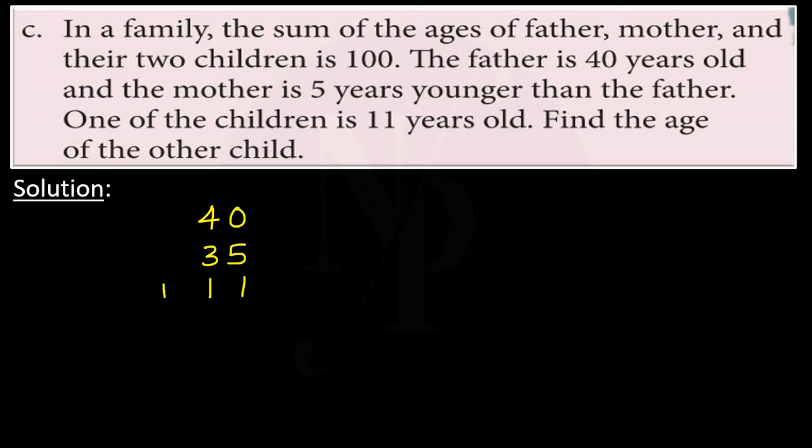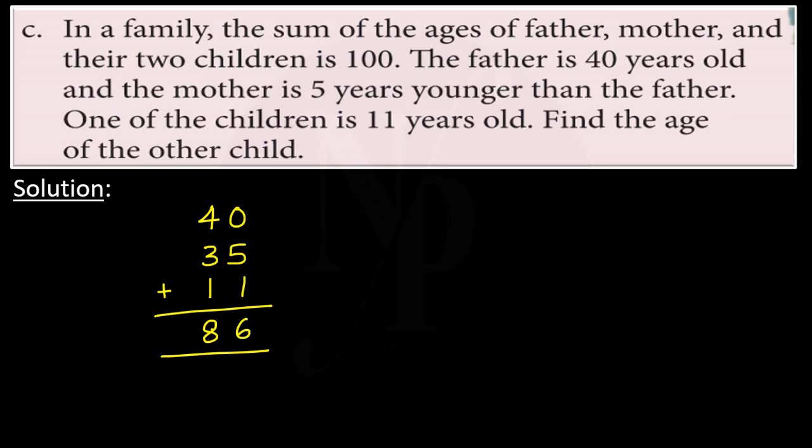Let us add these numbers so that we will get the sum of the ages of 3 members, father, mother and one of the children. So adding these, you get 6 here. 0 plus 5 is 5 and 5 plus 1 is 6. 4 plus 3 is 7, 7 plus 1 is 8. 86 is the sum of ages of the 3 members.